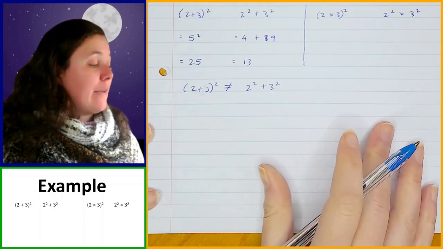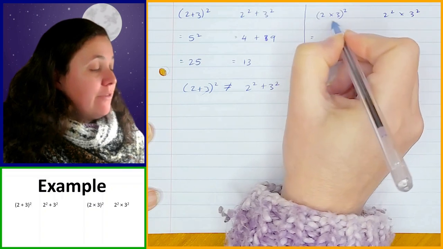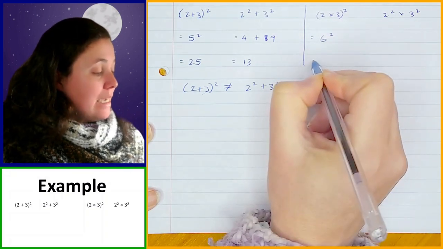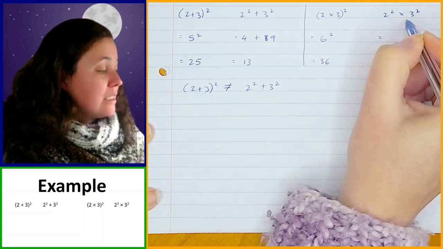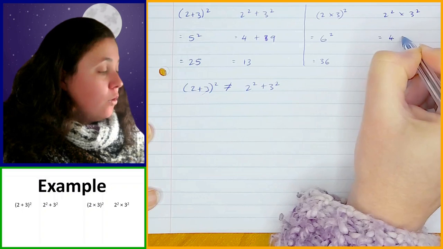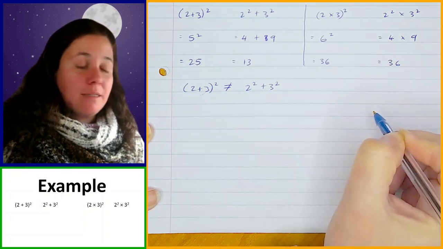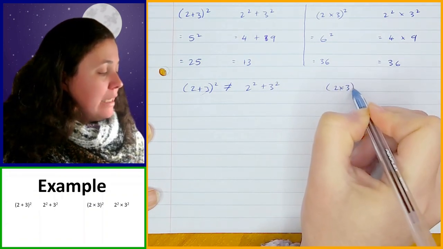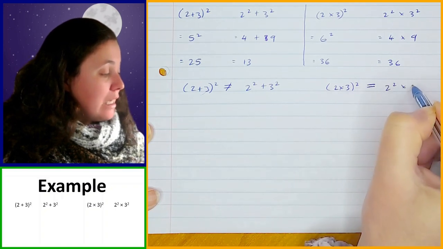But let's have a look at what happens when we have multiplication. With multiplication, if I simplify what's inside the brackets, I have 2 times 3, that is 6 squared, and that gives me 36. And then if I have 2 squared times 3 squared, that's going to be 4 times 9, which is also 36. So now I can say that 2 times 3 squared is the same as 2 squared times 3 squared.